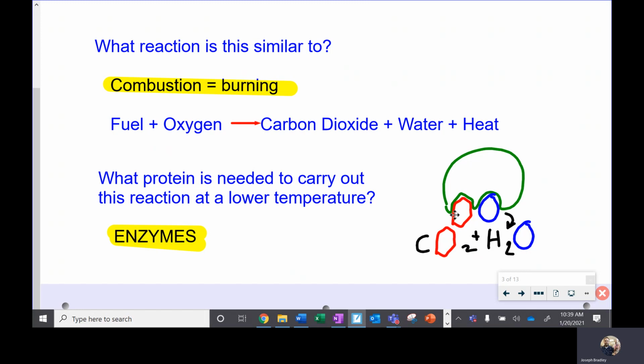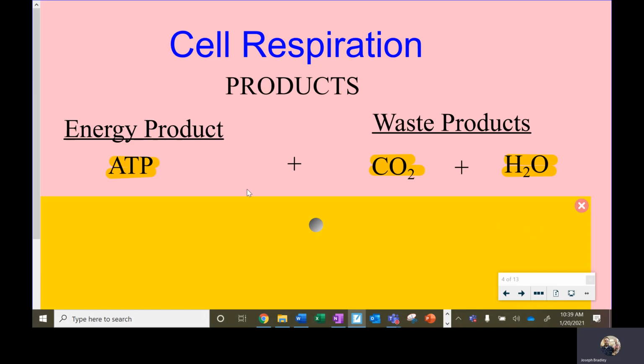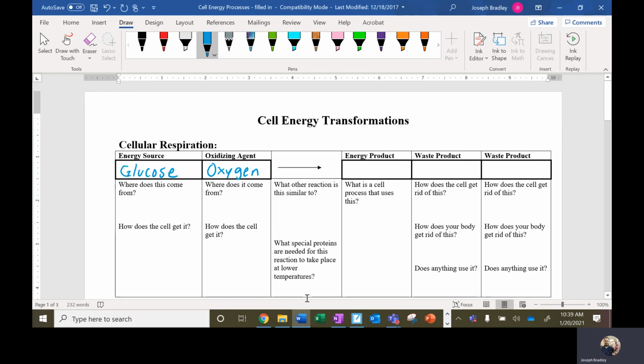Because of enzymes. What I'm showing here is that a sugar is going to come in, and oxygen is going to come in, and then it's going to convert it to CO2 and water. So our products are ATP, and then there are two waste products, CO2 and water. So we write in our energy product is ATP, and our waste products are CO2 and water. And over here, we want to put a plus.